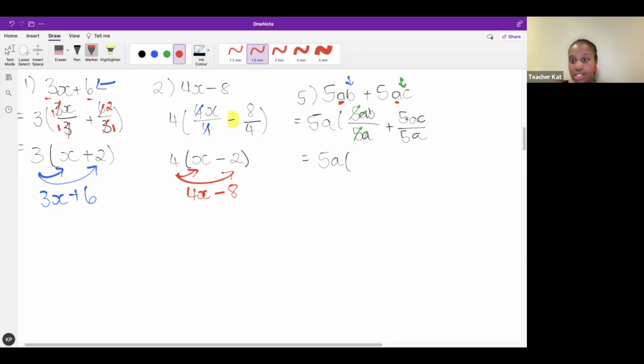Okay, then we look at the second one. Again, we have a 5 and a 5, and an A and an A. Now tell me, on the first term, what do we have left over? What am I going to write in my bracket? I'm going to write a B and then a plus C. Okay, be careful, you must write the plus that's in between. All right, so that's what's left over. And if you multiply them in, you'll see that you go right back to where you started.